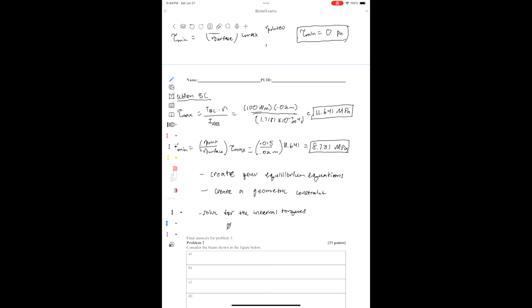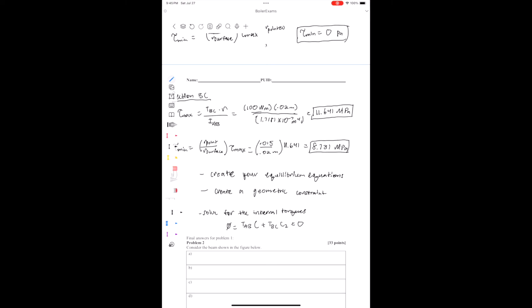And just what that would look like creating that geometric constraint, you would essentially just have that TAB times, I'm just going to call it C for all of the constant stuff, being the length and the moment of inertia and the shear modulus, plus TBC times C2 equals 0. So that would be your geometric constraint.